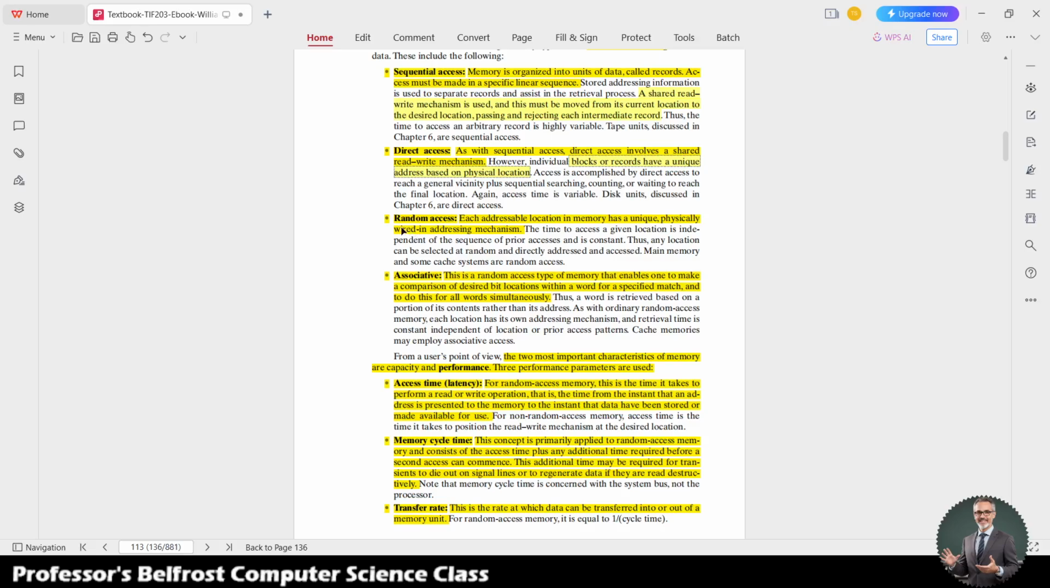The third type is random access. Each addressable location in memory has a unique, physically wired-in addressing mechanism. The time to access is independent of the sequence of prior accesses and is always constant. Any location can be selected at random and directly addressed and accessed.